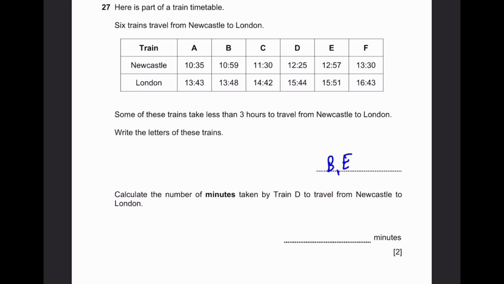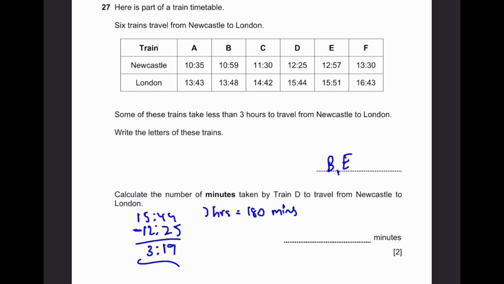Calculate the number of minutes taken by train D to travel from Newcastle to London. So train D is 15:44 minus 12:25. Because 12:25 is the start, 15:44 is the end. We can subtract the hours to get 3, and we can subtract the minutes to get 19. 3 hours, 19 minutes.